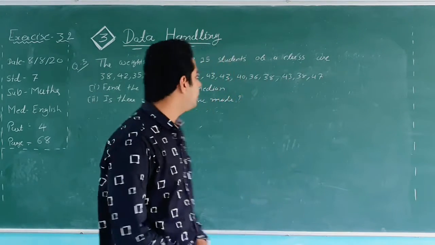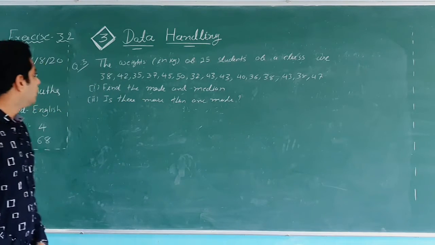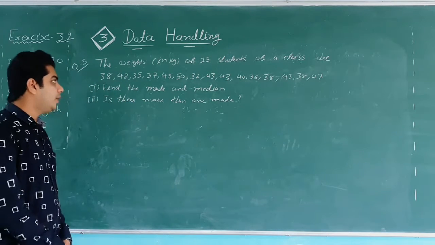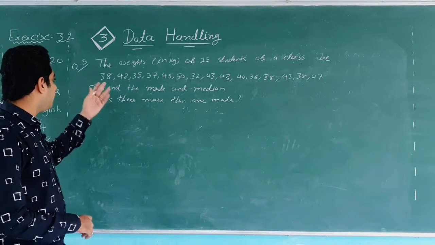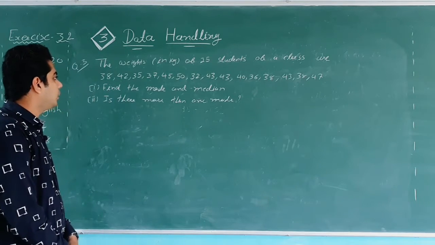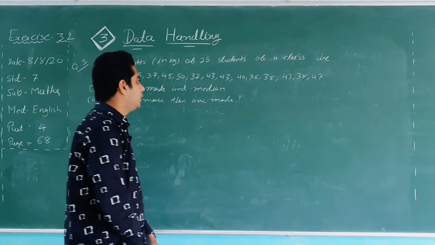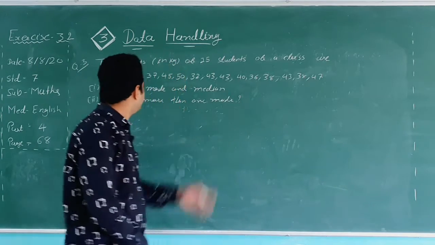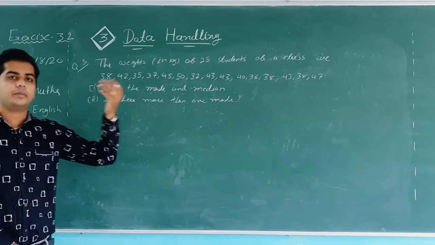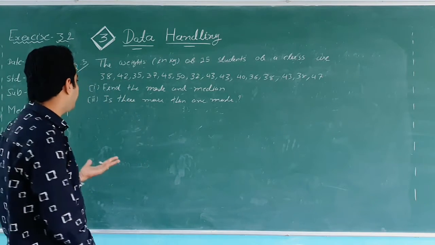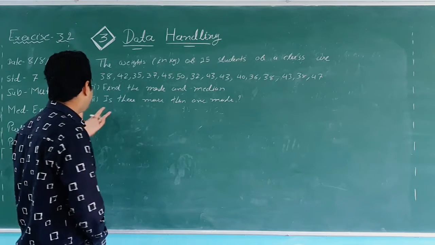What is the next question? Question number 3. The weights of 15 students of a class are in order 38, 42, 35, 37, 45, 50, 32, 43, 43, 40 and so on. So the question is what we have to find out? We have to find again mode and median. Again mode and median find out करना है। और दूसरा क्वेश्चन क्या दिया है?